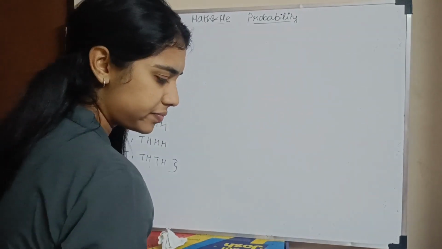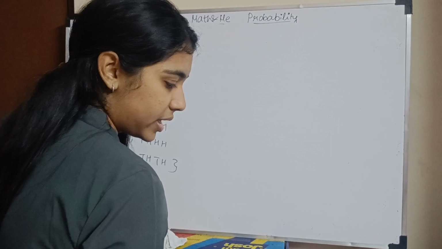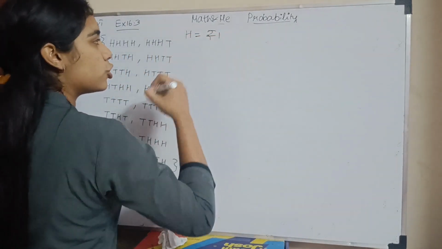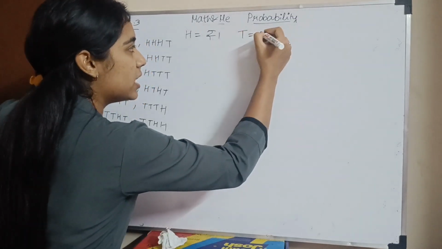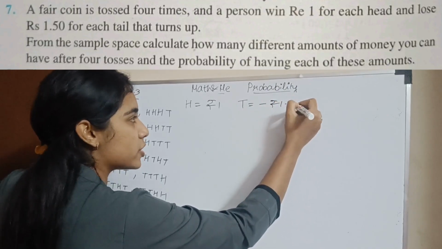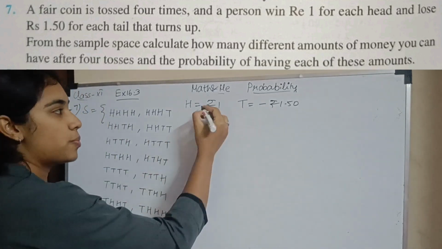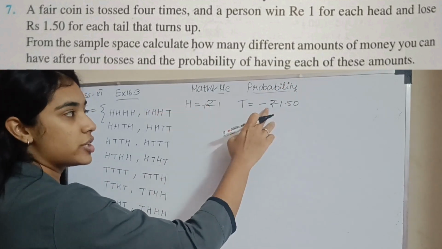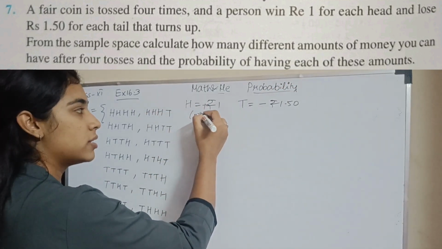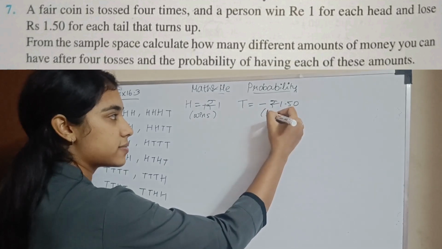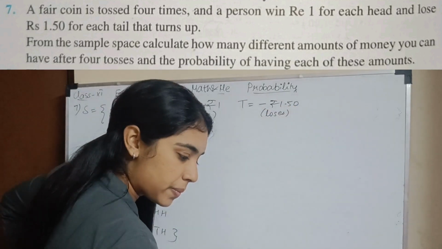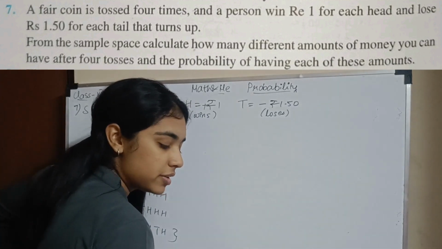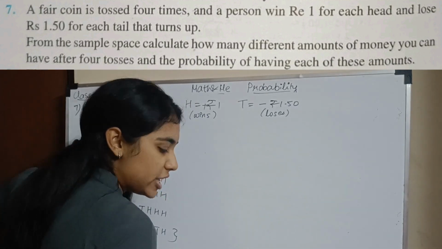What is asked? A person wins ₹1 for head. So if head comes, he wins ₹1. If he gets a tail, he loses ₹1.50. Wins means ₹1 comes, so plus 1. Loses means he loses ₹1, so it goes away. So it is a minus. This is winning, this is loses. Find the sample space and calculate how many different amounts of money you can have after 4 tosses and the probability of having each of these amounts.